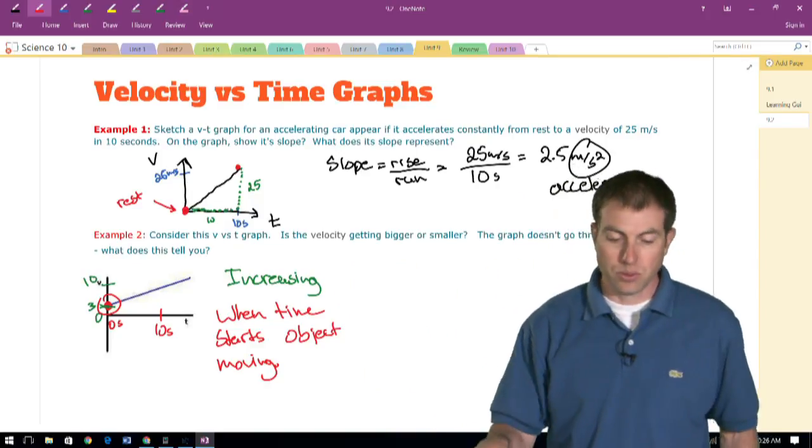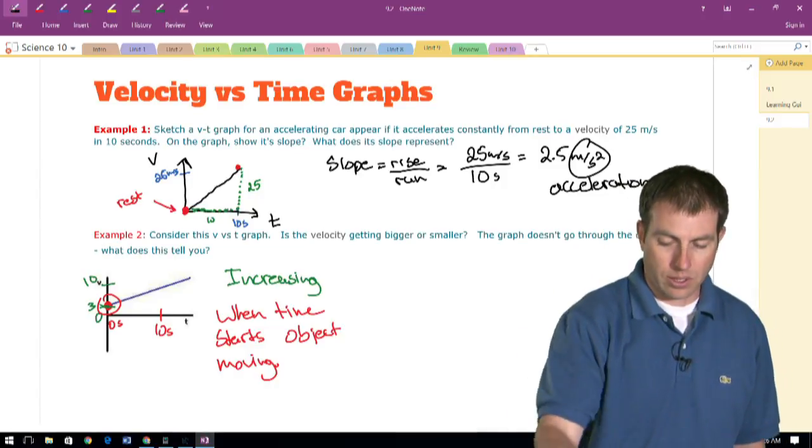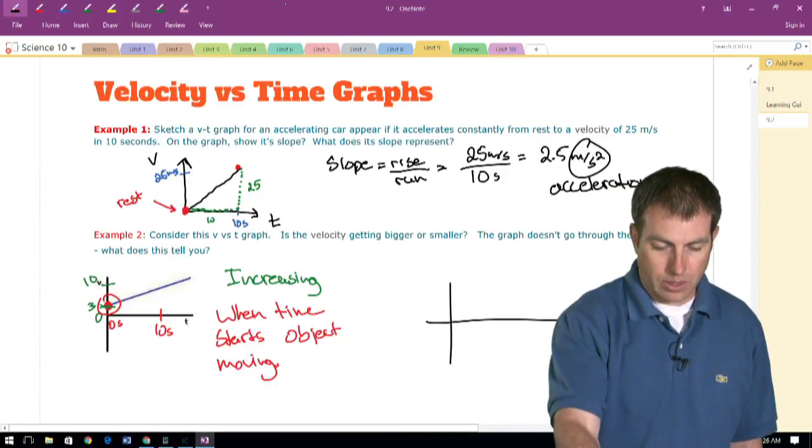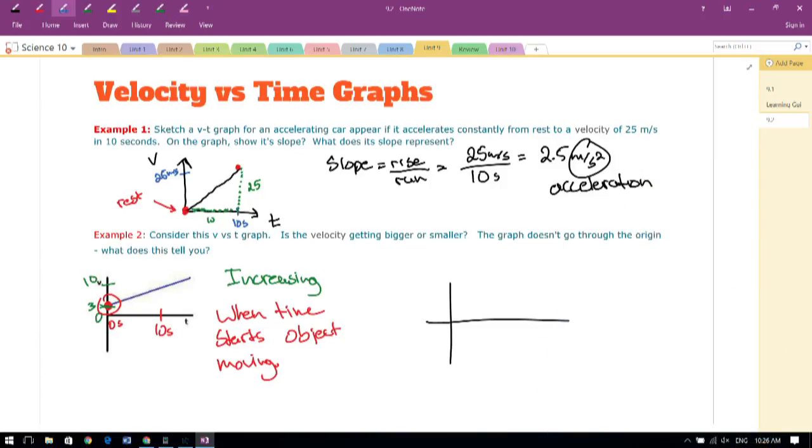If it had gone through the origin, if we had another graph and we had the same line going from here, and this is a velocity time graph, that would mean we're starting at rest. But that isn't the case here. We have this increased velocity to start.